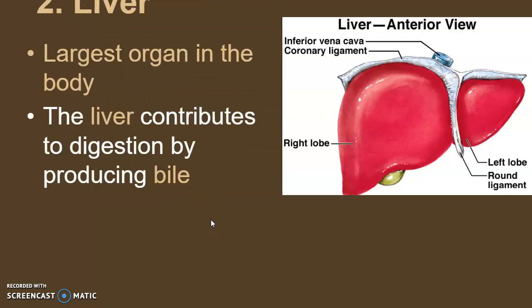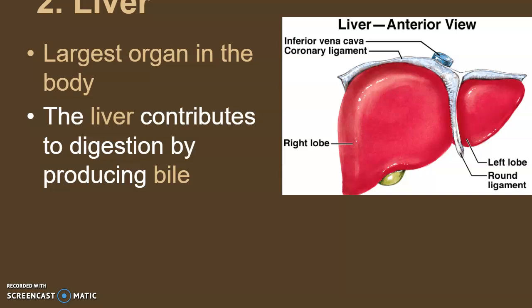The second accessory organ is the liver. It's the largest organ in your body. Well, the largest organ of your body is your skin, but the skin's like on your body. Inside of your body, the liver is the largest organ. It contributes to digestion by producing bile.